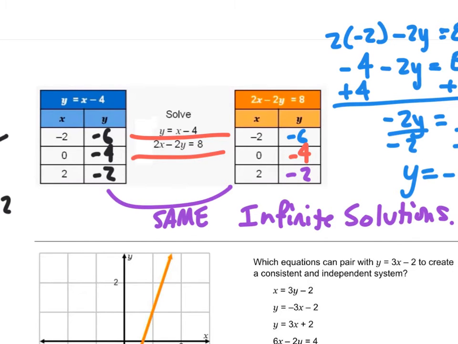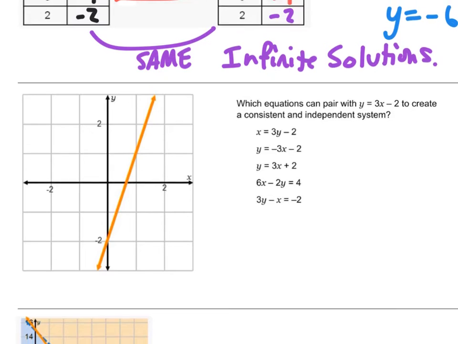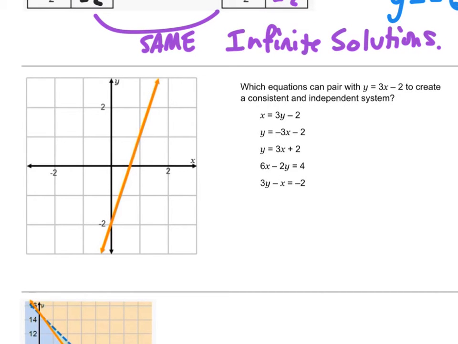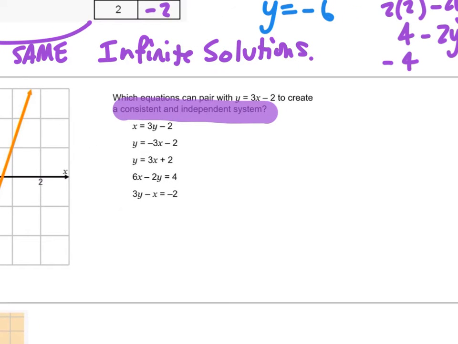It says, which equations can pair with y equals 3x minus 2 to create a consistent and independent system? So if you look back at the previous page, when they talk about having a consistent and independent system, we need to think about what does that mean? Put that in layman's terms. That means that you have one solution.